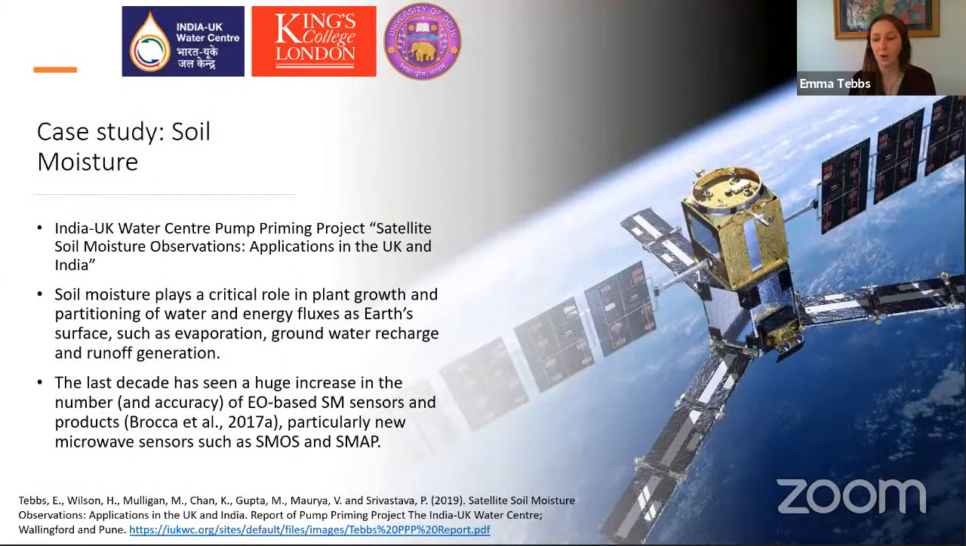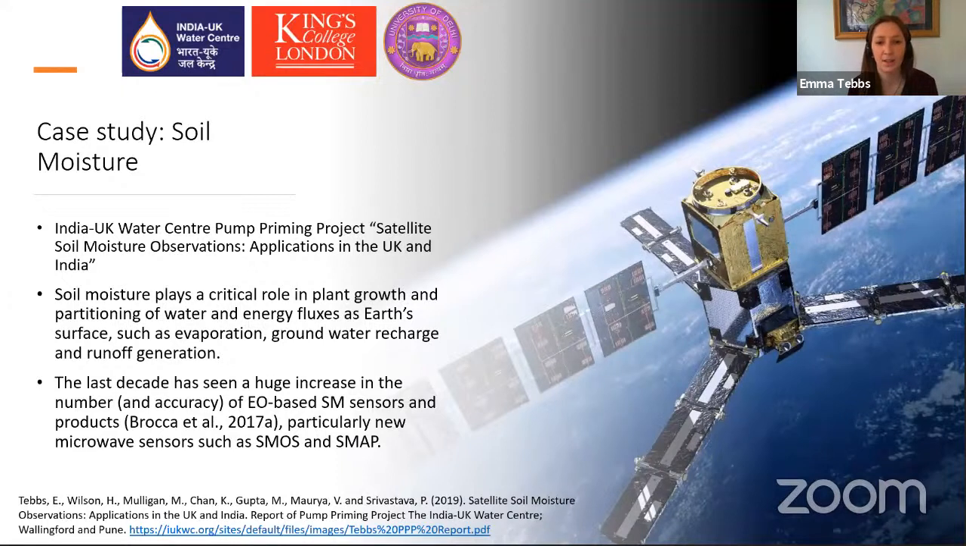Okay, so hopefully that's given you an overview of some of the things we can do with Earth observation. So I'm now going to talk through a few case studies. The first one is a project that I was involved with that was funded by the India UK Water Centre. And the project was looking at satellite soil moisture observations and the applications for those in both the UK and India. So soil moisture is a really important variable which controls the partitioning of water and energy at the Earth's surface. And so it's important in processes like evaporation, groundwater recharge, and runoff generation.